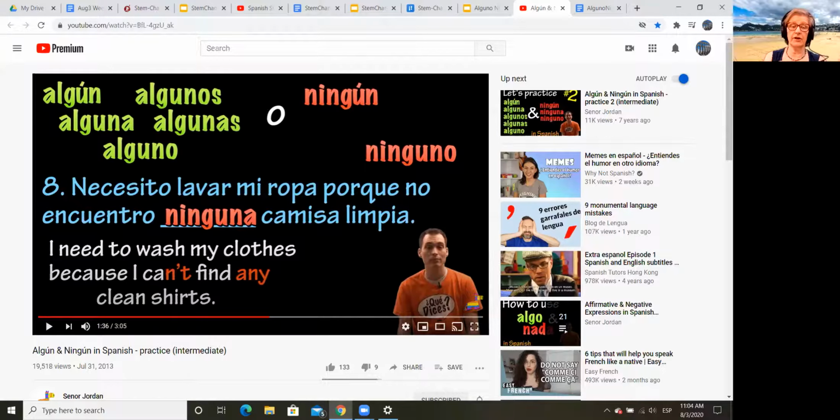And notice in English, can't find any. We probably wouldn't say can't find no clean shirt. I can find no clean shirt. Well, that's grammatically correct, but nobody would say it. You wouldn't say it that way. You would say can't find any. How do you explain that to somebody learning English? Yeah, no sé, I don't know. English is weird.